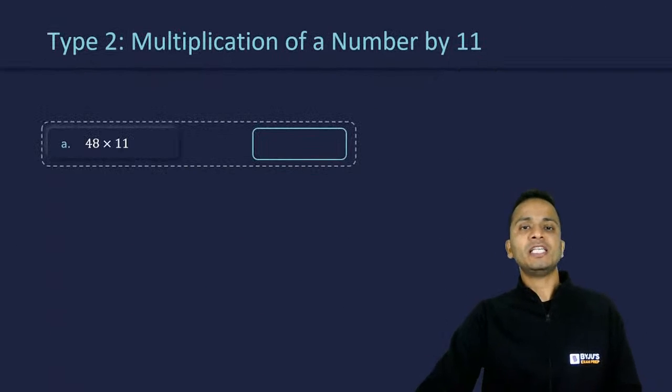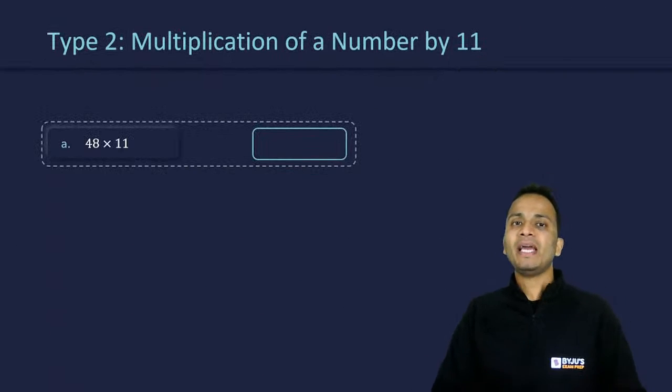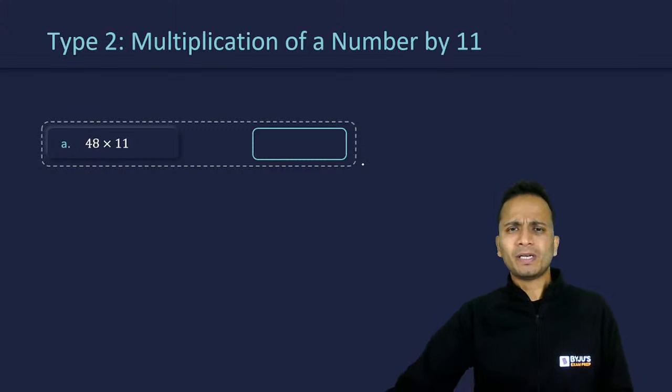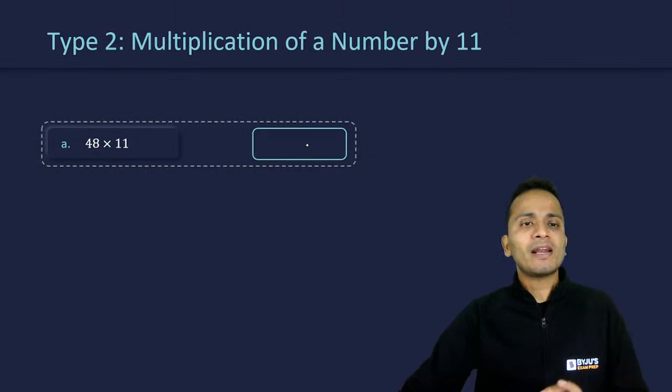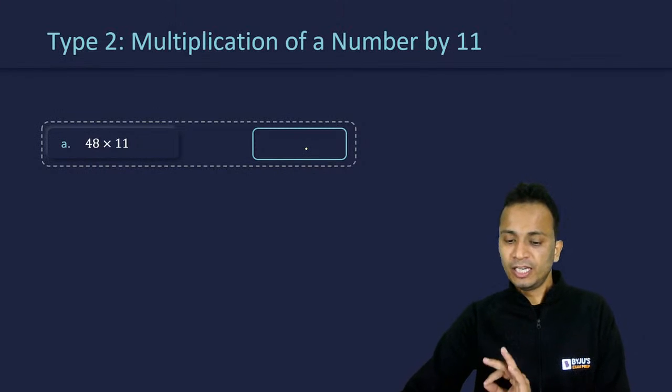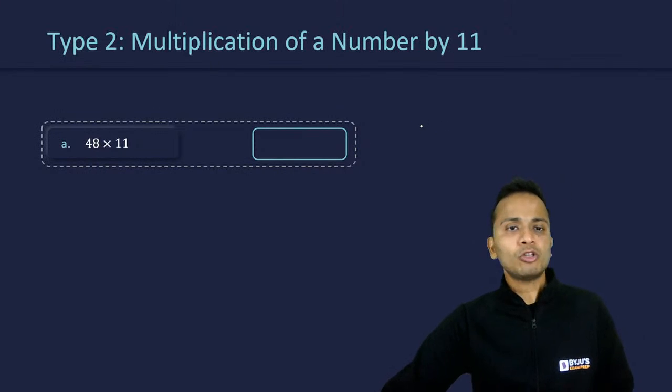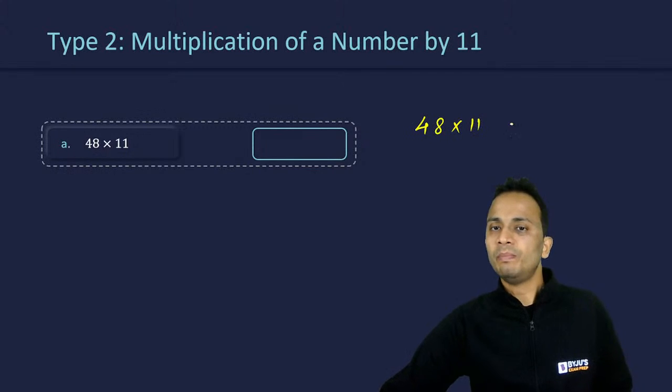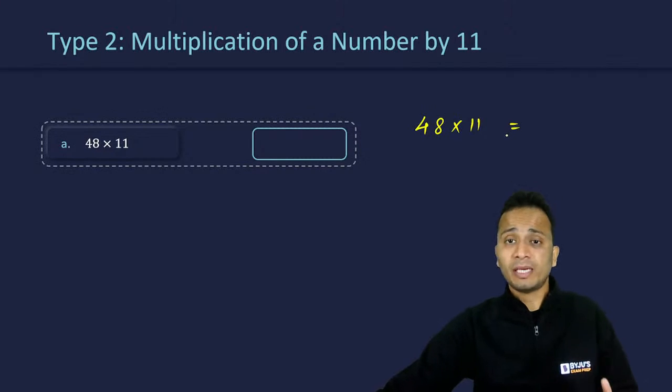Next multiplication technique is multiplication of a number by 11. Now everyone knows what to do with 11, but how can I write the answer directly? How can we write the answer directly? Let's have a look at it. Okay, now the question says 48 is multiplied by 11. What will be the result? So let's go step by step.